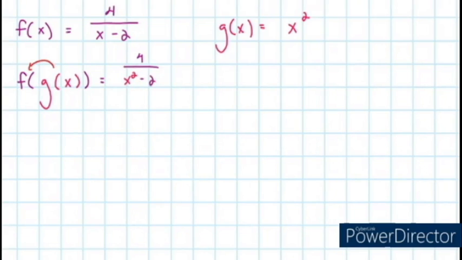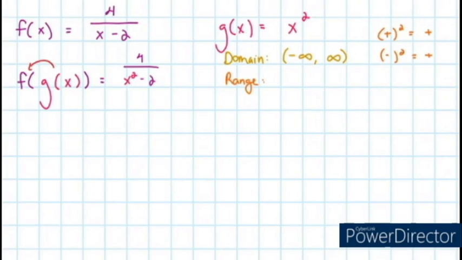The first thing to do is to find the domain of the inside function, in this case g of x. For g of x, which is x squared, the domain would be all real numbers, or negative infinity to positive infinity, because you can essentially square pretty much all numbers. For the range, squaring a positive number gives a positive result, and squaring a negative number also gives a positive output. So the range would be from 0 to infinity, and this includes 0, because squaring 0 gives an output of 0.